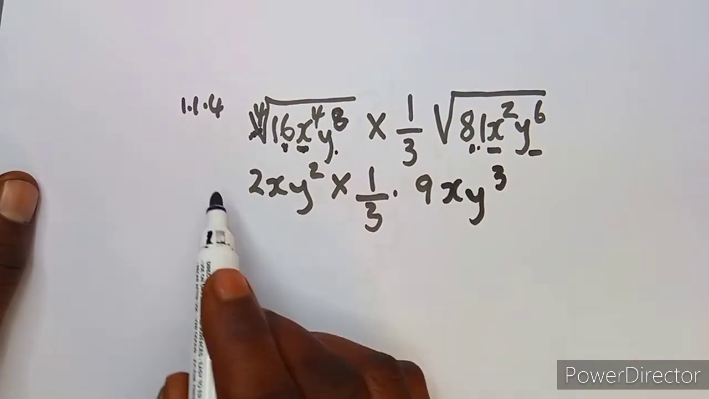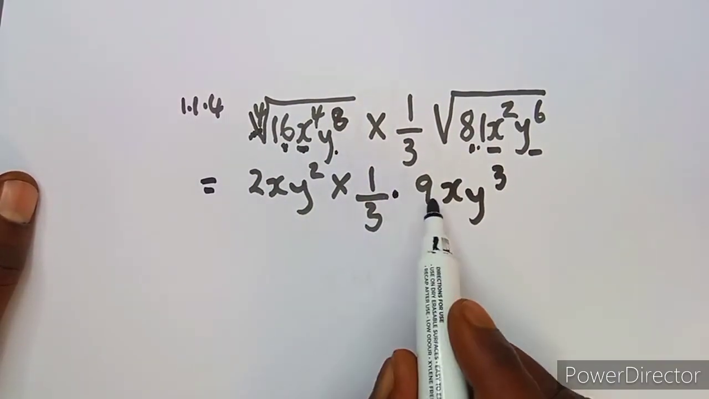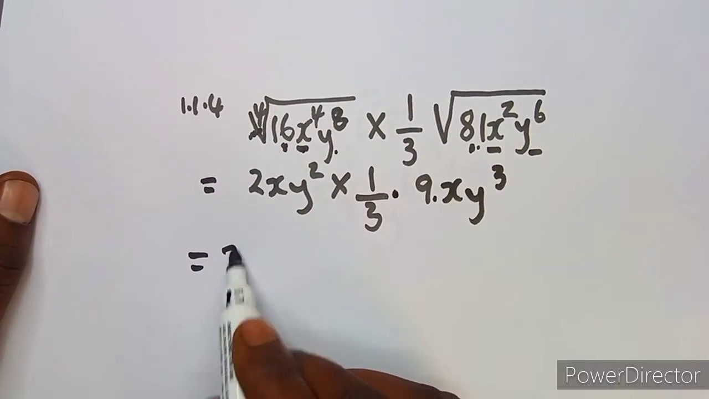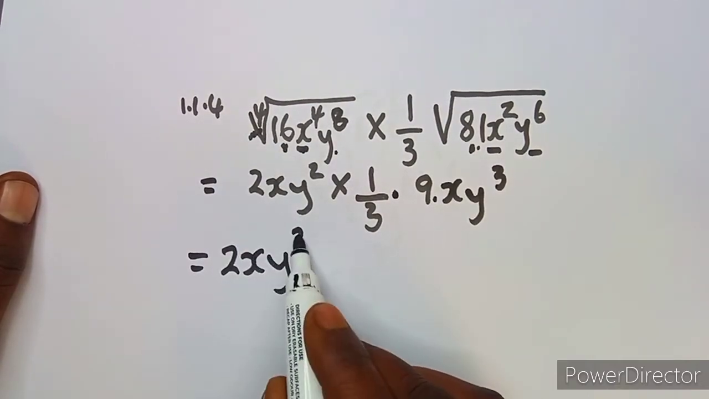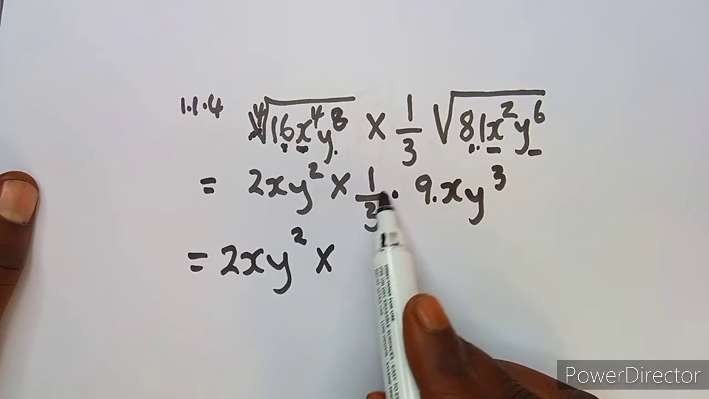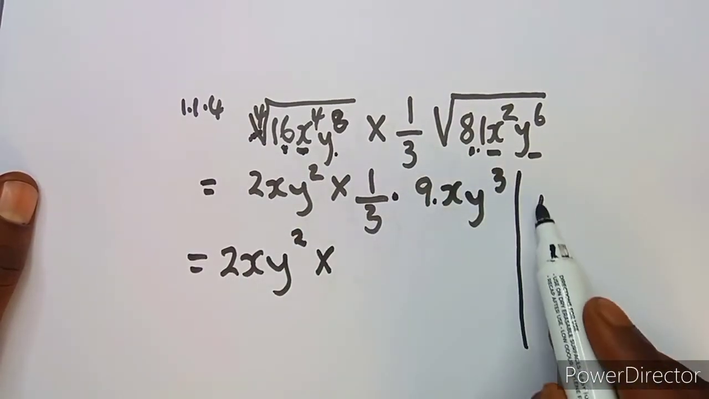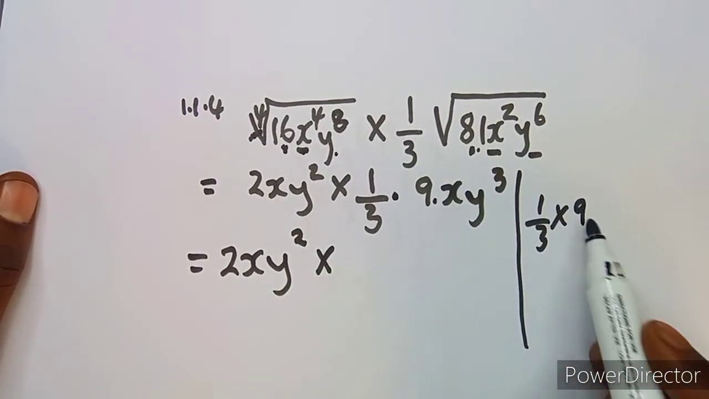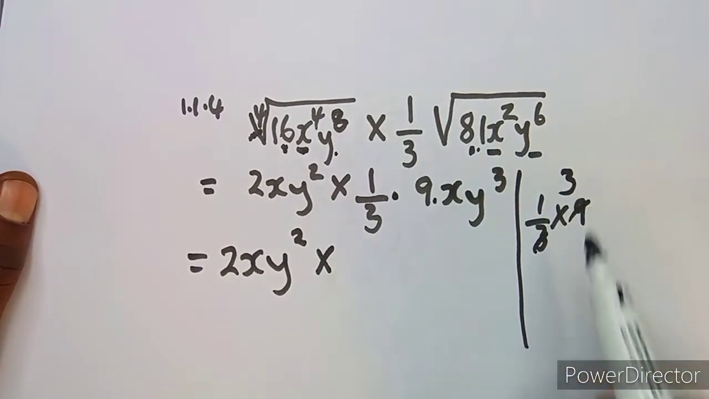But you're not done. Why? Because you have to multiply by a third. So it's 9 times a third. So you're going to obtain 2x y to the exponent of 2 multiplied by 1 over 3 times 9. This one you can just use your calculator. If the question is saying do not use your calculator, guys, it doesn't mean that.